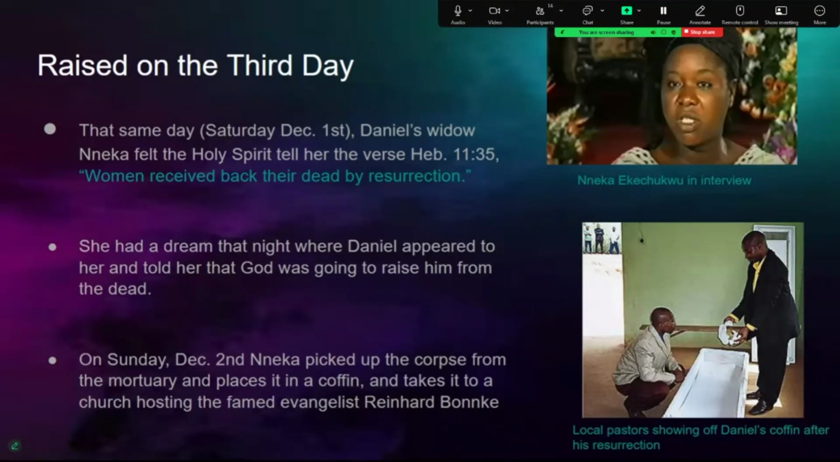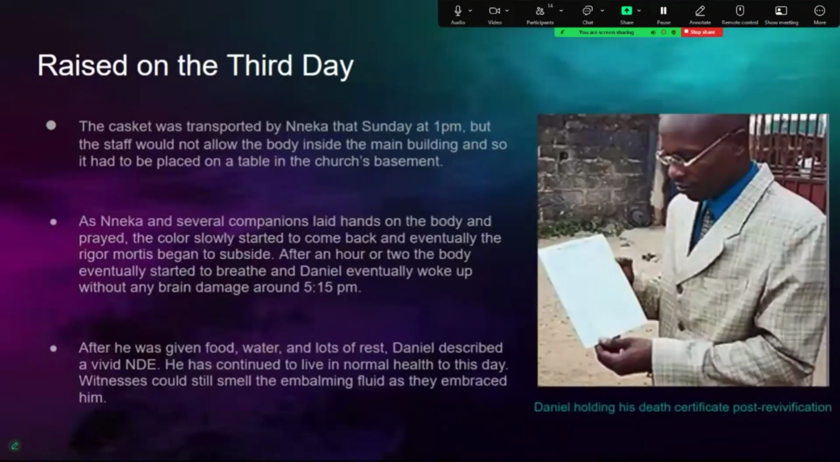Now, Bonnke's a pretty well-known evangelist in Africa at that time. I believe he's deceased now, but he's a German evangelist. And the funny thing is Bonnke didn't even know that this was going on at the time. So Bonnke is giving the sermon, and while he's doing this, outside the church, Naneka and the others are trying to take the body inside the church.